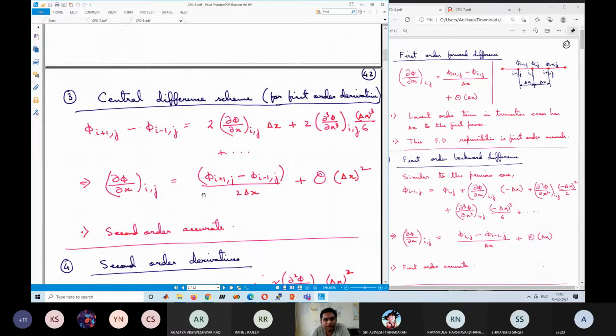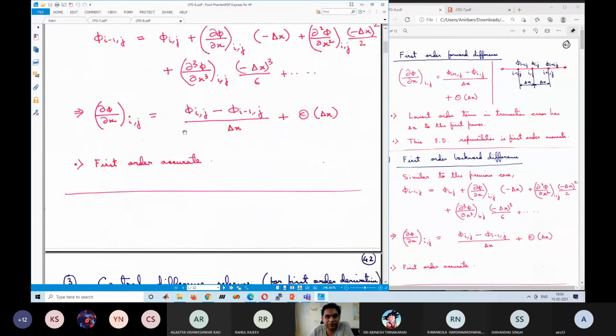But interestingly here, because you are dividing by delta x on all sides, this delta x cube is getting divided by delta x. So the first term in the error is order of delta x square. So the error is much less. If delta x is small, the error is much less in this type of representation. So this is second order accurate. We are representing the first order derivative again, and this scheme is known as the central difference scheme.